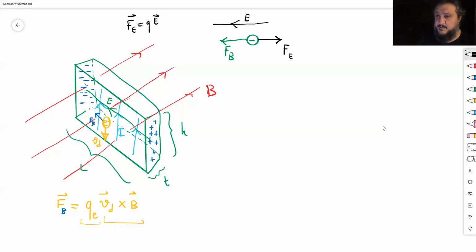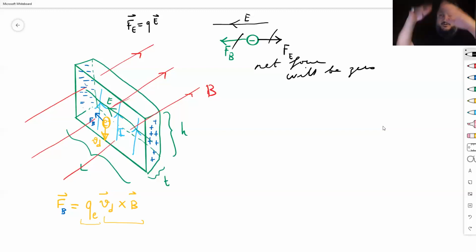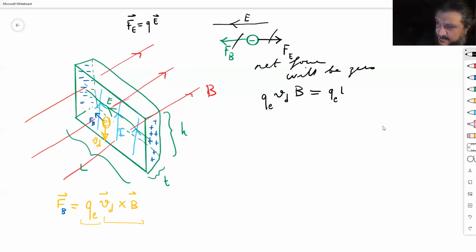So whenever these two are equal to each other, the net force will be 0. If the net force is 0, there won't be any further accumulation. Whatever you have is what you have. And then the current will just take care of the rest. Electrons will not be deflected anymore. But those charges will stay there. So when these two forces are equal, meaning the electron charge times drift velocity times B, remember these were perpendicular, so sine 90 is 1, that's equal to the electric force, which is QE times E. When this happens, when net force is 0, these two are equal to each other.